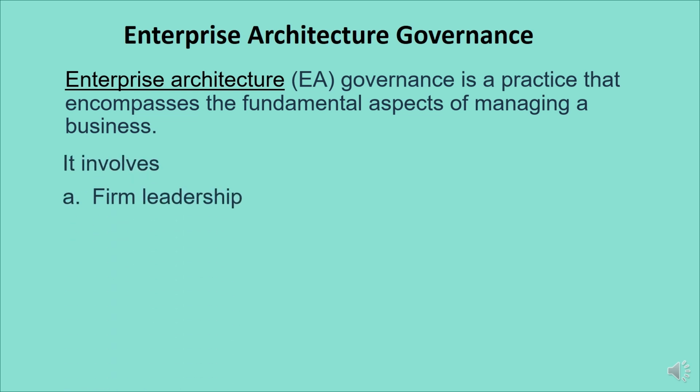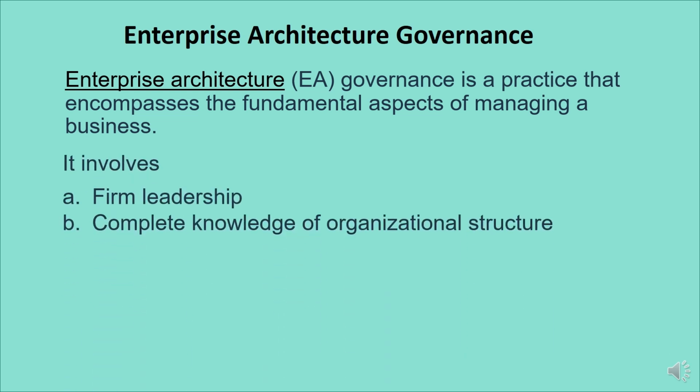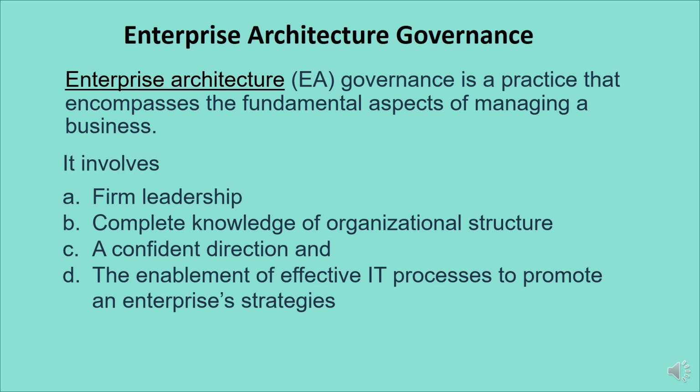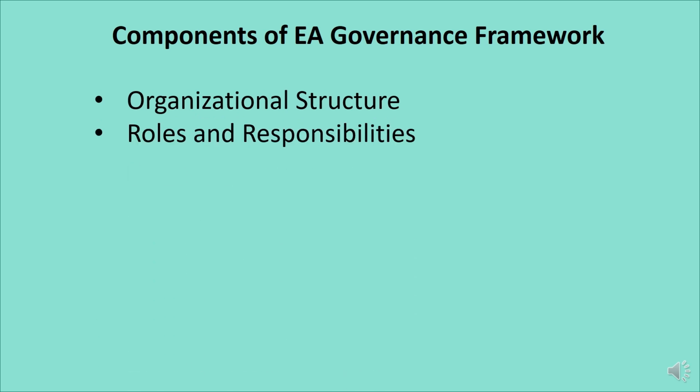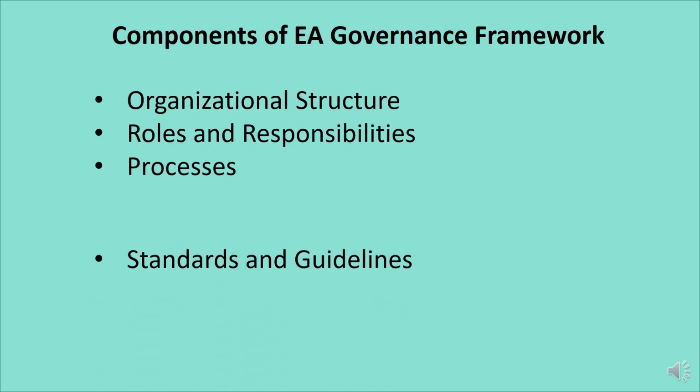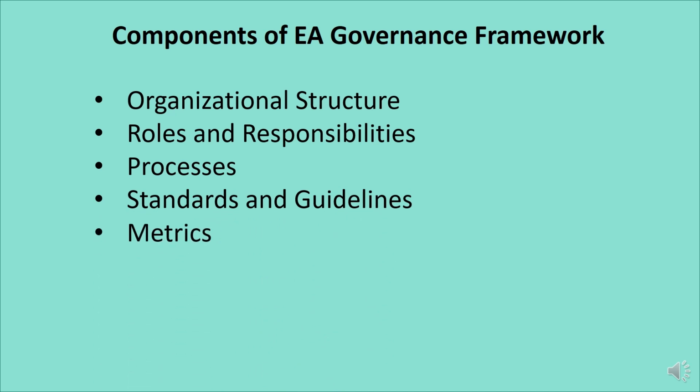It involves firm leadership, complete knowledge of organizational structure, a confident direction, and the enablement of effective IT processes to promote an enterprise's strategies. So, what are the components of EA governance framework? It's the organizational structure. It includes the roles and responsibilities, the processes, the standards and guidelines, metrics, tools.